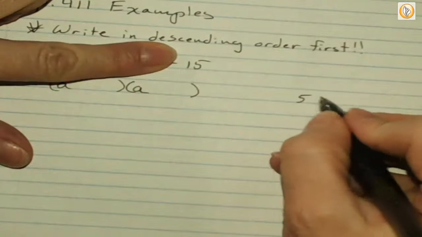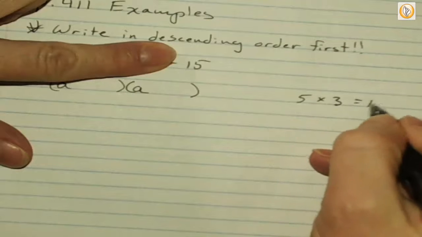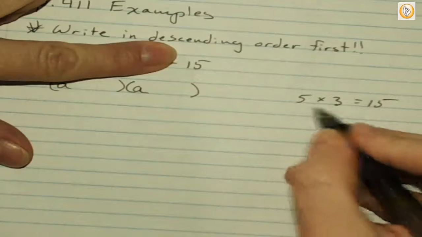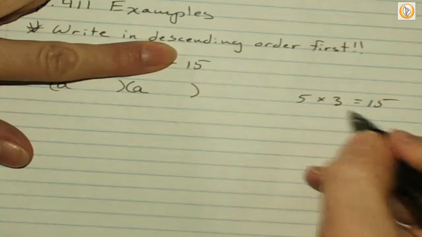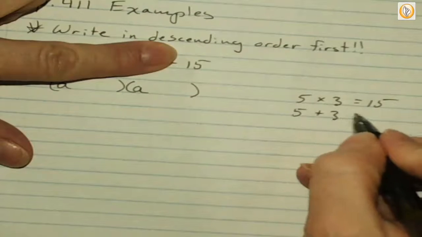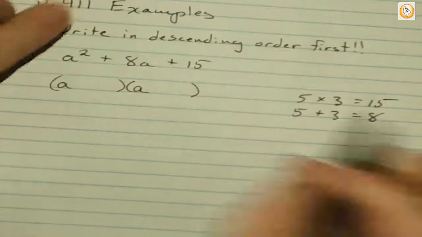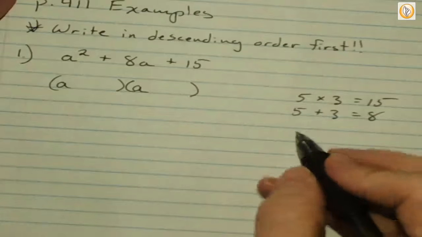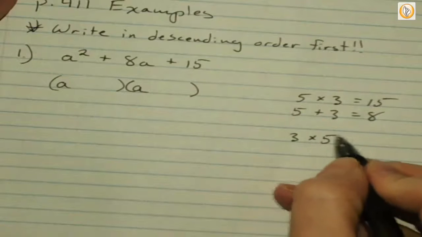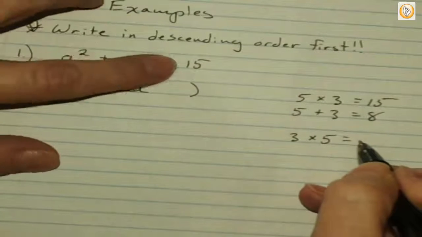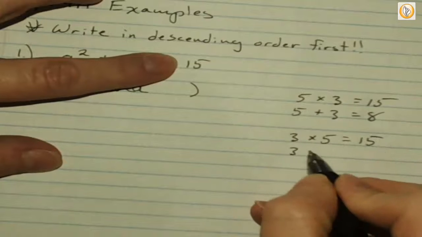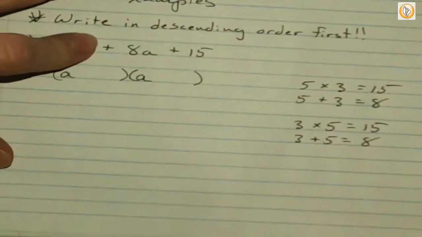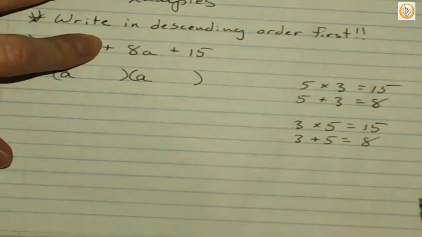Taylor? 5 times 3 gives me 15. When added, 5 plus 3, what do you get? 8. So would that work? Absolutely. Let me ask you this: 3 times 5, what does that give me? 15. And 3 plus 5, what does that give me? 8. So would that work? Yes.